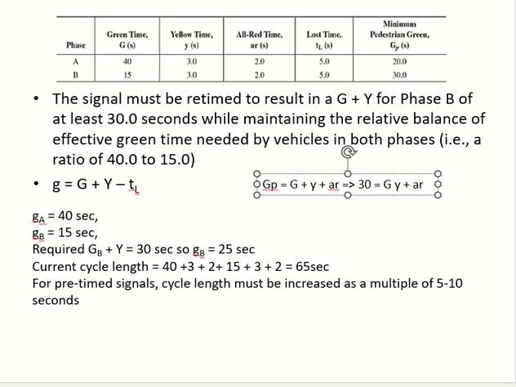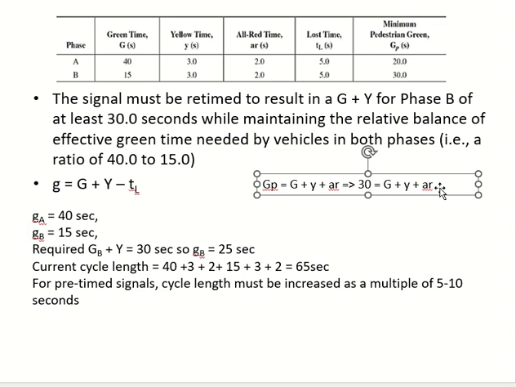Okay, so I have 3 times here, G, Y and AR. And I'm going to change which time to meet this criteria? We already know it's not meeting the criteria right now. It is only 20 seconds and the pedestrian requirement is 30 seconds. So this should be equal to the summation of these 3 values.